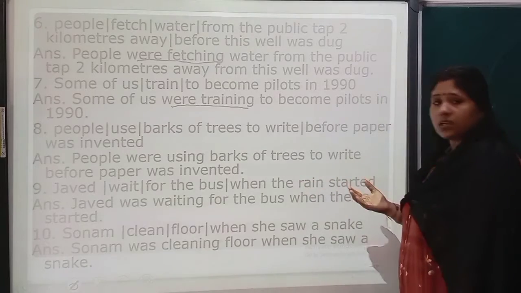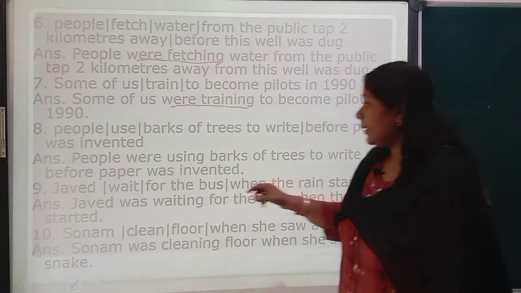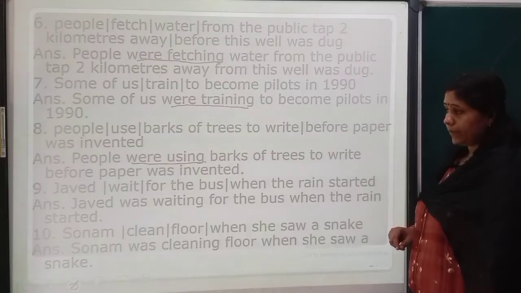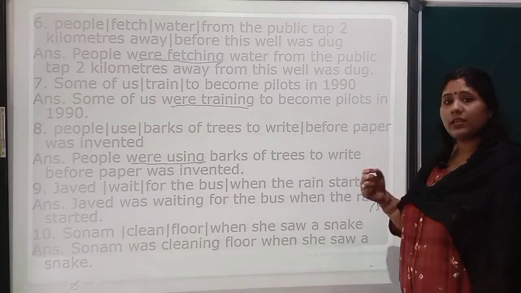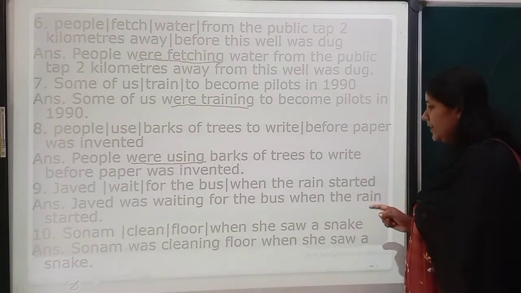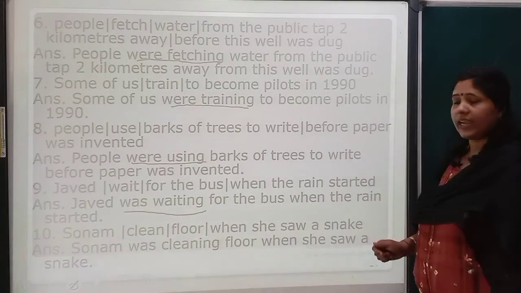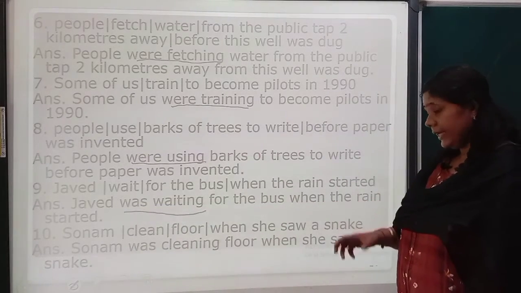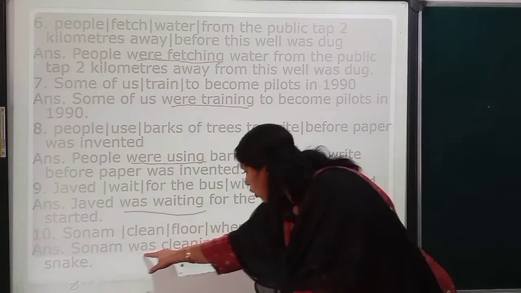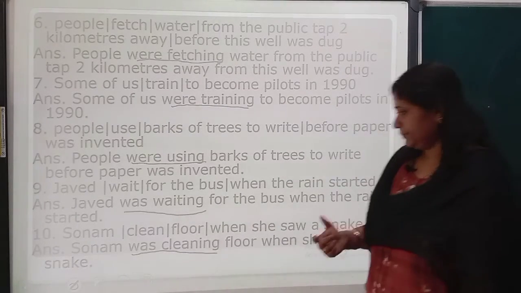People use barks of trees to write before paper was invented. People were using barks of trees to write before paper was invented. Javed waited for the bus when the rain started. Javed was waiting for the bus when the rain started. Sonam cleaned floor when she saw a snake. Sonam was cleaning the floor when she saw a snake.